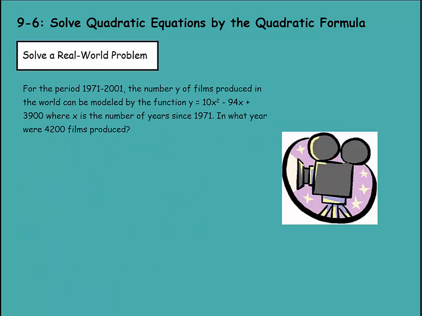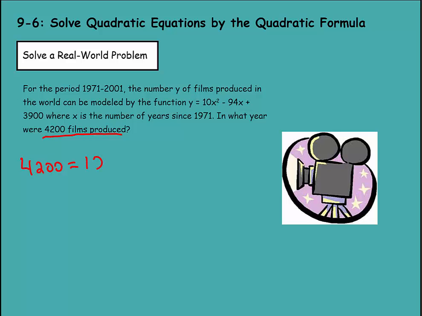Now we can solve a real-world problem. From the period of 1971 to 2001, the number y of films produced in the world can be modeled by the function y equals 10x squared minus 94x plus 3900, where x is a number of years since 1971. In what year were 4,200 films produced? So we're trying to find the year when it's 4,200. And then x is the years, so what year would that make that?